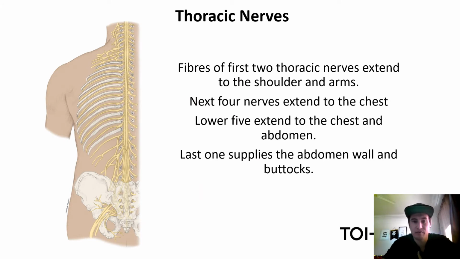Thoracic nerves. Fibers of the first two thoracic nerves extend to the shoulder and the arms. The next four nerves extend to the chest, and then the lower five extend to the chest and the abdomen, and then the last one supplies the abdomen wall and buttocks. So we're talking about nerves that send messages and receive messages from these regions.